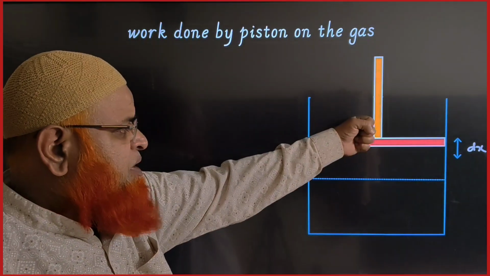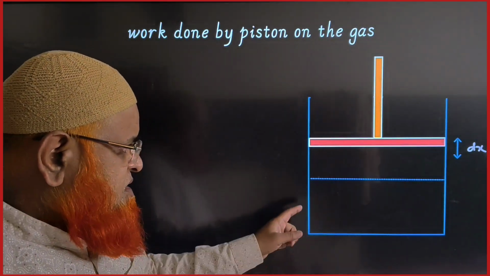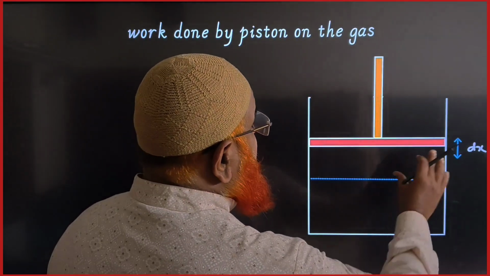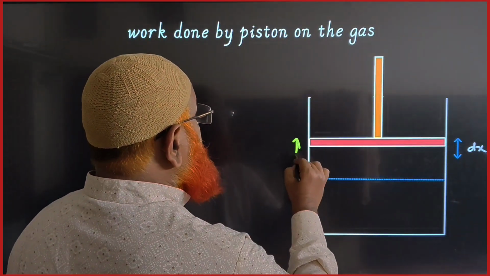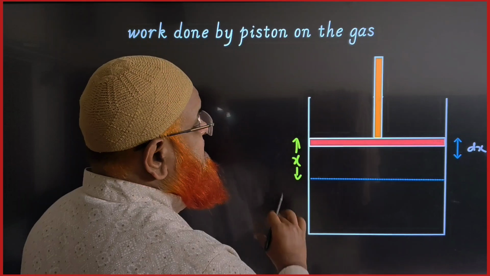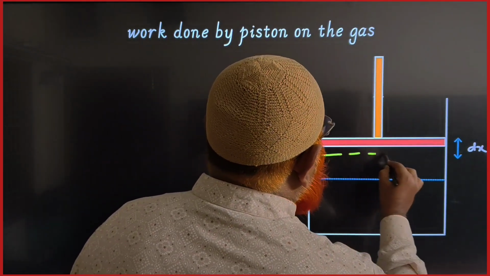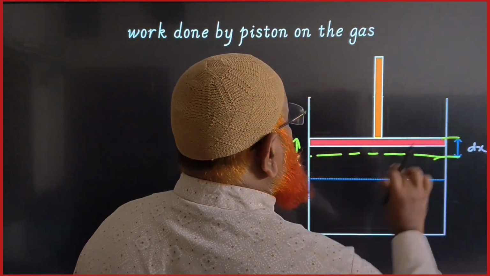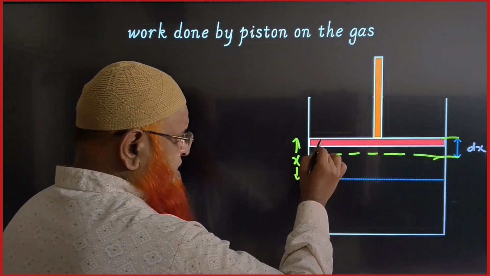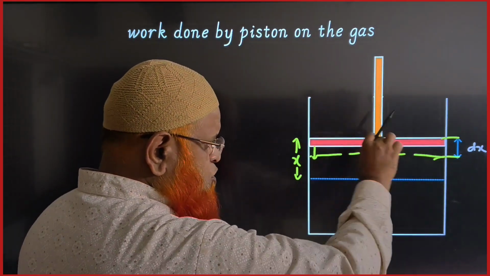Work done in compressing the gas present in the cylinder. This is a cylinder in which a gas is present. And if, for example, the total distance of compression is x, इसमें से हम थोड़ा सा compression ले लेंगे, dx. If you compress from here to here, इतना थोड़ा सा part.